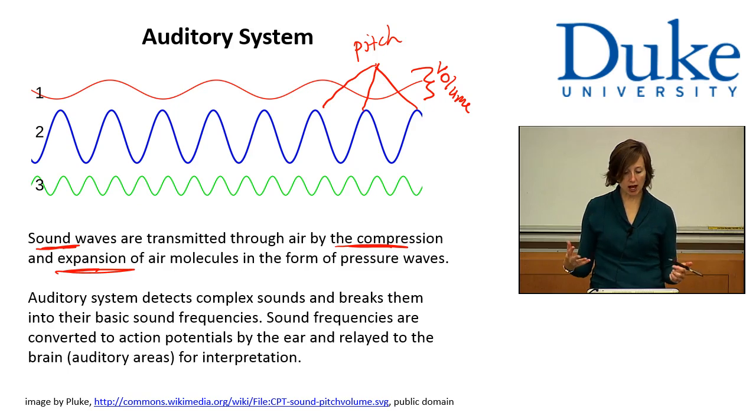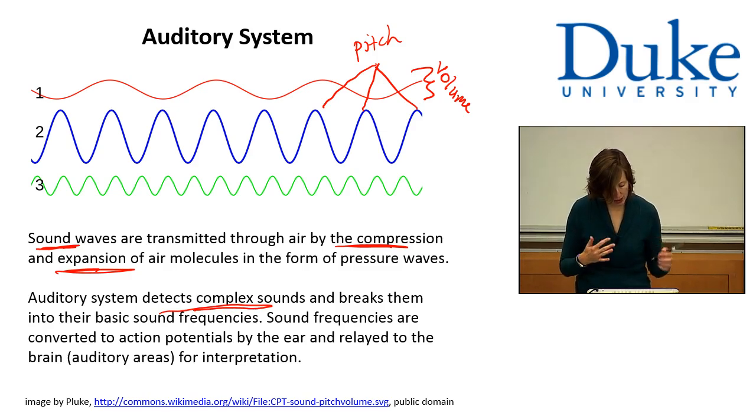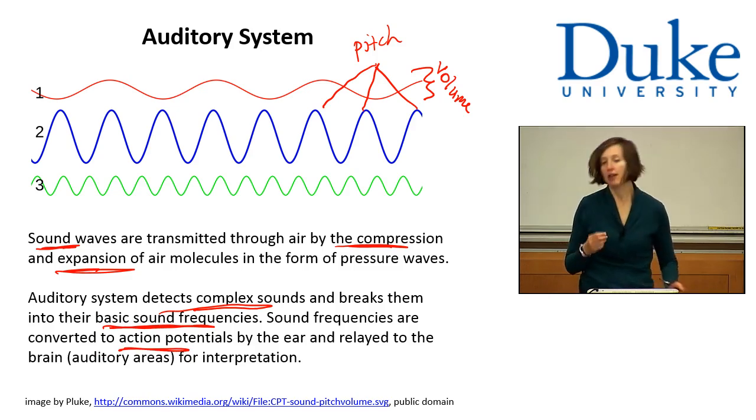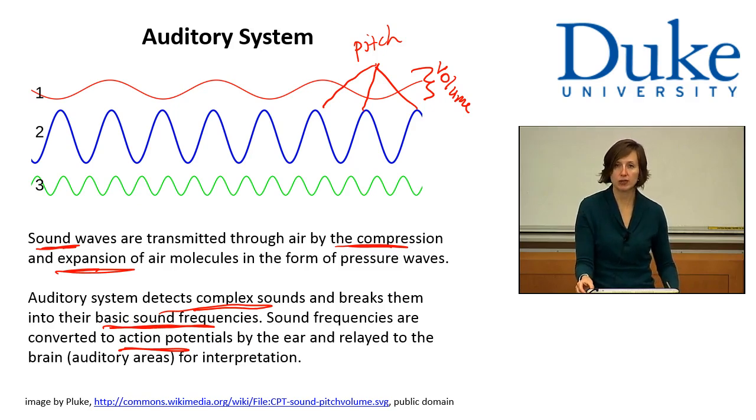So the auditory system is going to be able to detect complex sounds by breaking them into their basic sound frequencies, and then they're obviously going to be converted into action potentials. And volume is going to be relayed by the frequency of action potentials. So the louder a sound is, the more frequent the action potentials are. And we'll talk about how pitch or the frequency of the sound is going to be determined as well.